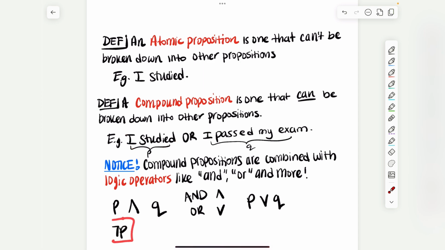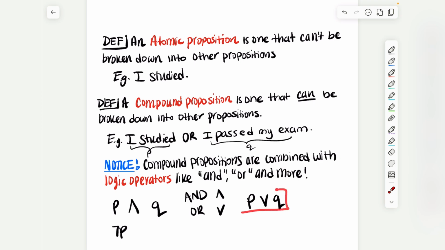So not P itself is also a compound proposition, and an easy way to remember it is anytime you see any type of operator, it's a compound proposition. The only time it's an atomic proposition is if you just see the proposition by itself. It's as small as it can get, or it's as atomic as it can get.